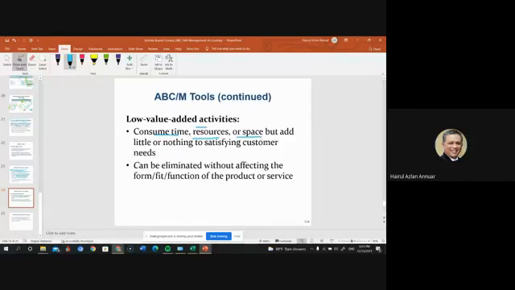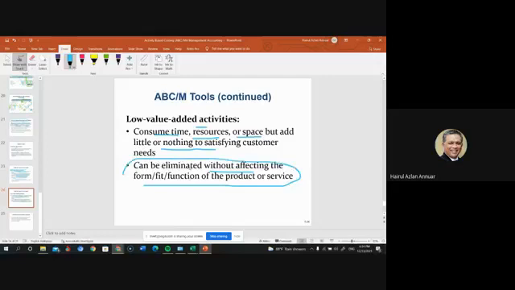Add little or nothing at all to satisfy the customer needs. So these are low value added activities. Consume time, consume resources, consume space, but do little or nothing to satisfy customer needs. Okay, so some of the steps, some of the process may not be necessary. Can be eliminated without affecting the form, fit, function of the product or service.